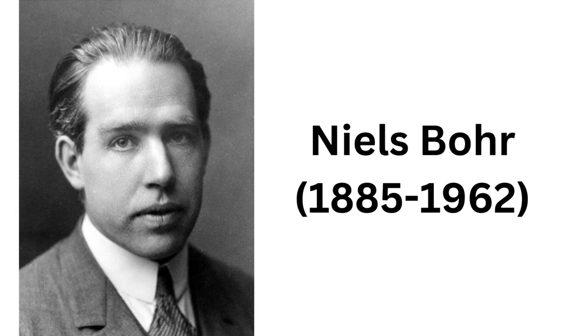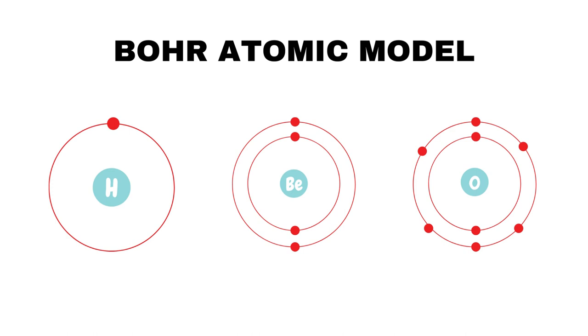Also, in 1913, Niels Bohr, a Danish physicist, proposed his model of the atom, which explained how electrons are arranged in shells around the nucleus. He also introduced the concept of valence electrons, which are the outermost electrons that determine the chemical behavior of an element. He showed that elements in the same column of the periodic table have the same number of valence electrons and therefore similar chemical properties.